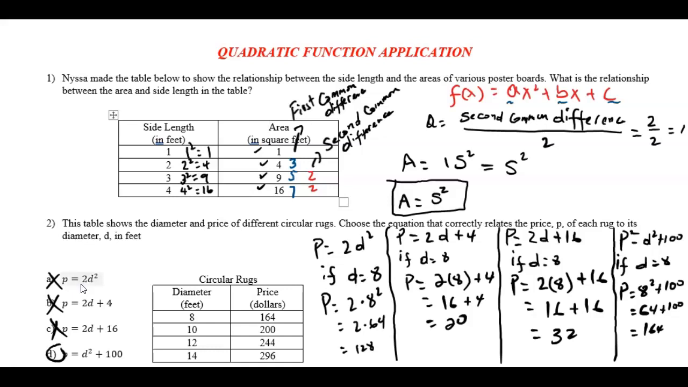Okay, and we can check a couple of them. So if D is 10, then 10 squared is 100. 100 plus 100 is 200. So that also works. And if diameter is 12, 12 squared is 144, and 144 plus 100 is 244. So it works. So that's your answer for number 2.